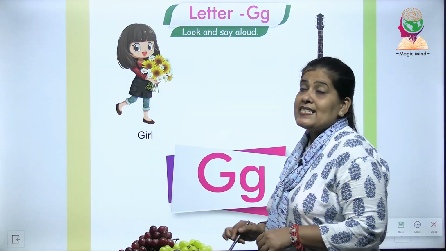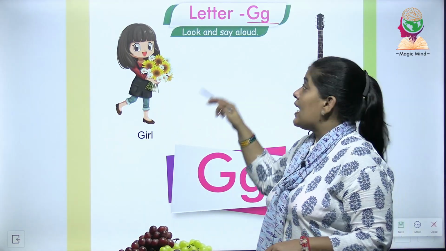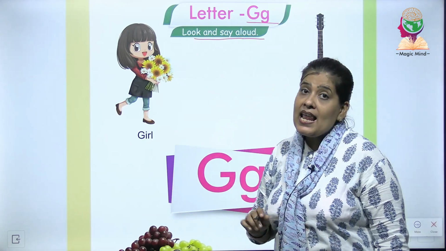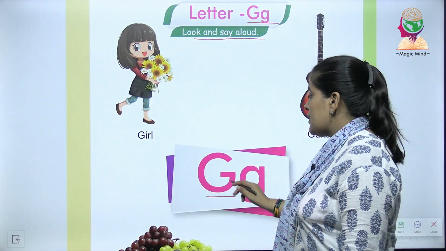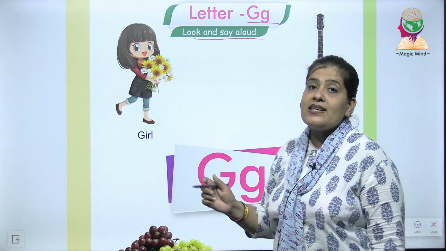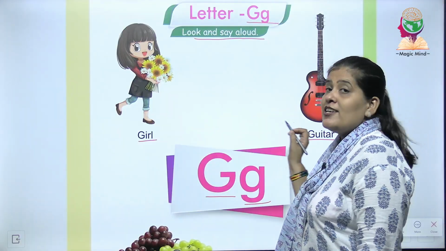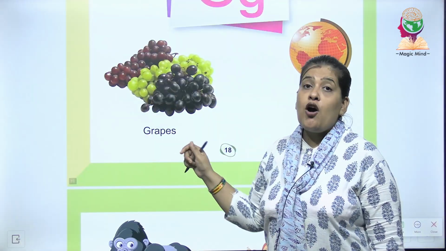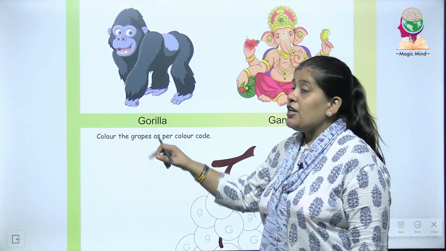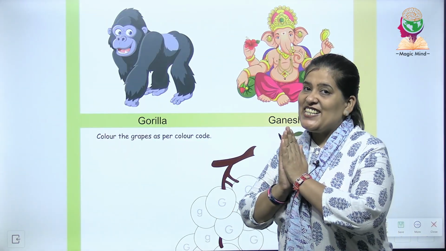Now the next letter is letter G. This is capital G and this is small g. Look and say aloud. Once again I am telling you, this is capital G and this is small letter G. G for girl, G for guitar, G for grapes and G for globe, G for gorilla and G for Ganesh.